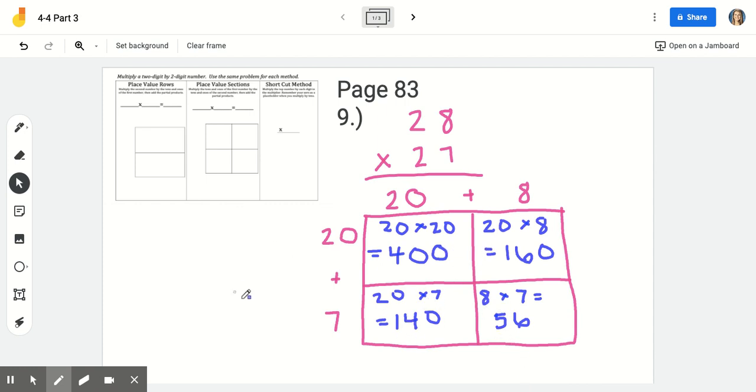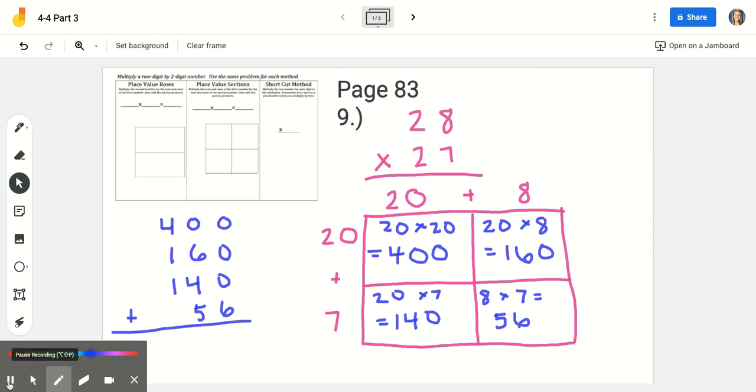And now we have 4 partial products. What we're going to do on the side is add them all together, and make sure all our digits are in the correct place values and nice and neatly stacked. So 400 plus 160 plus 140 plus 56. Does yours look like mine? And go ahead and solve. When you add them all together, did you get 756? All right, great job.